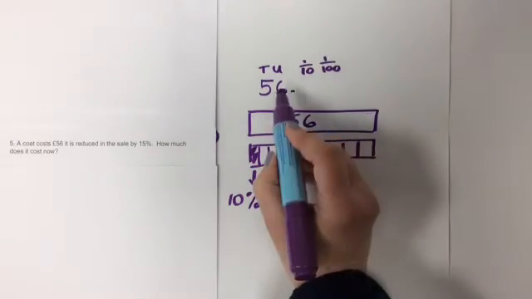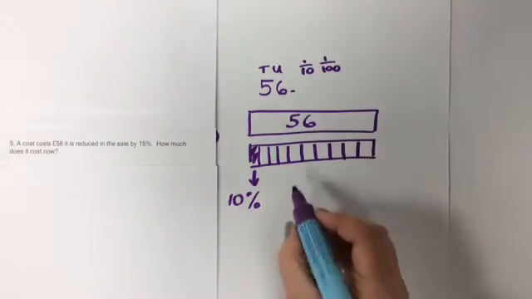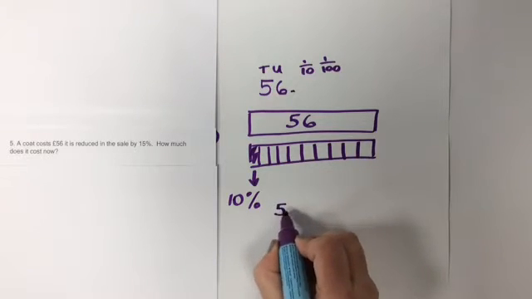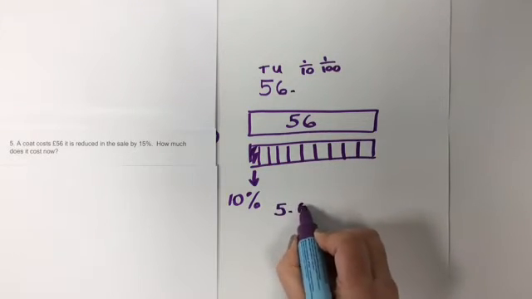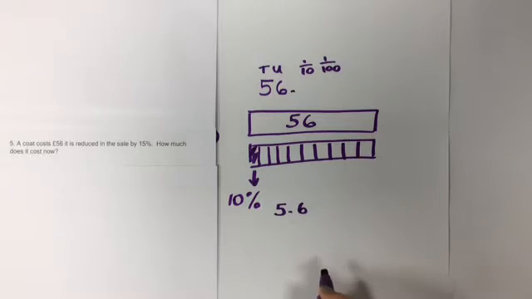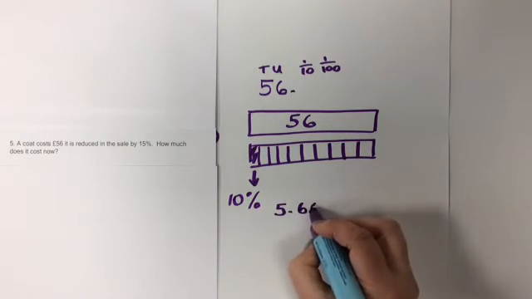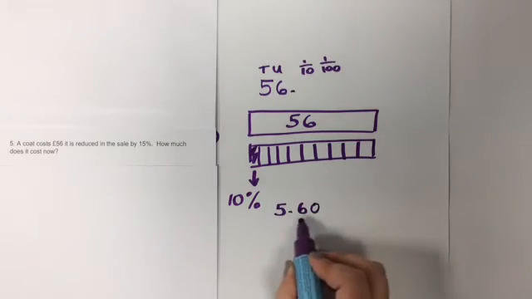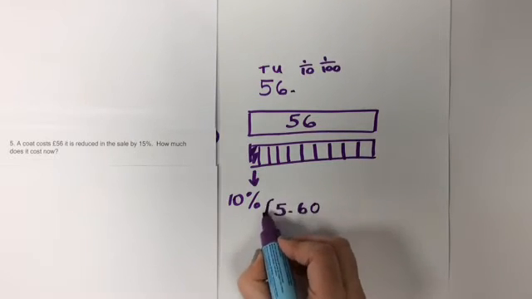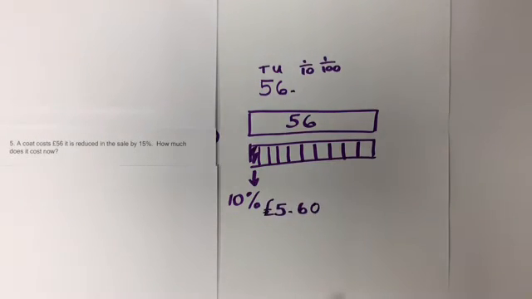Okay, so if it's going to move one decimal place, it means I've got a 5 in the units and then a 6 in the tenths. But because I'm dealing with money, I actually can put that extra one, so we have our two places by the decimal point there. So £5.60 would be 10%. But actually, it's not reduced by 10%, it's reduced by 15.